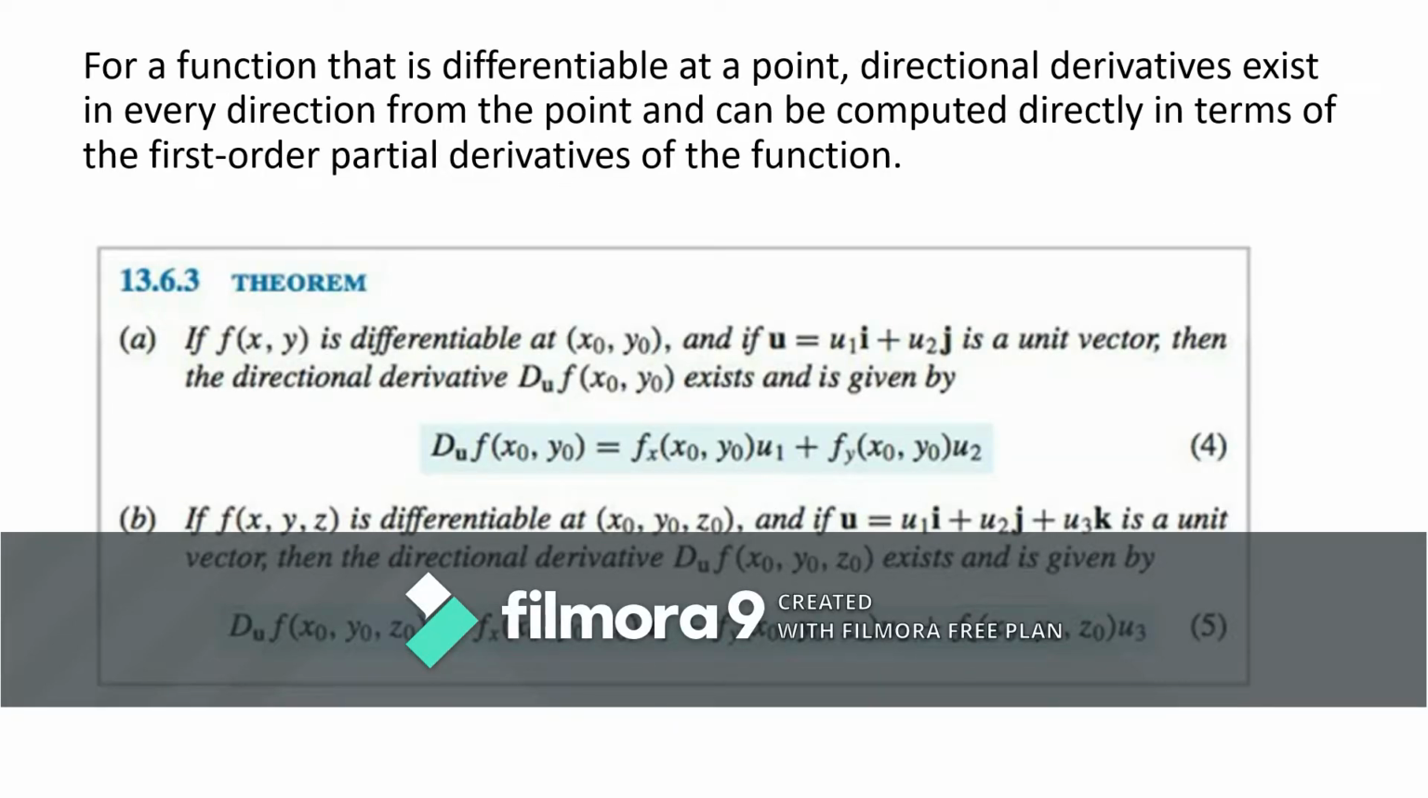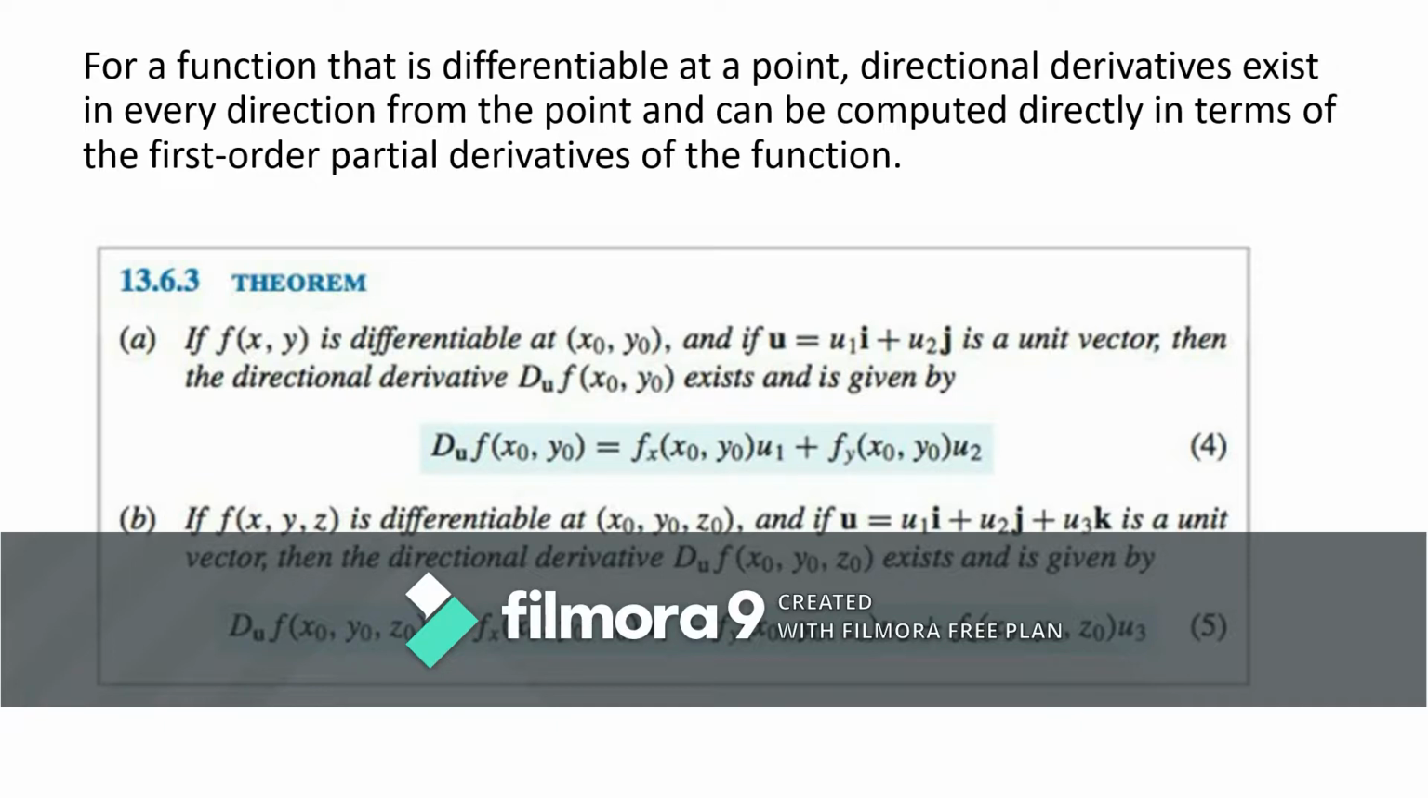For a function that is differentiable at a point, the directional derivative exists in every direction from the point and can be computed directly in terms of the first order partial derivatives of the function. Theorem: if f of x and y is differentiable at x sub 0 and y sub 0, and if u equals u sub 1 i plus u sub 2 j is a unit vector, then the directional derivative exists and is given by equation number 4.